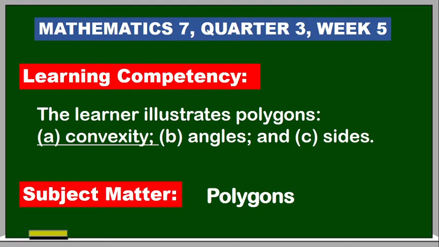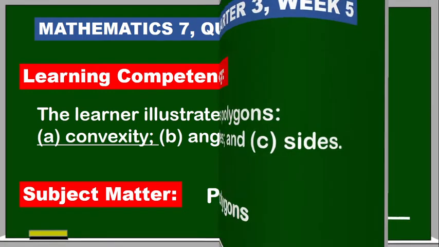Welcome to my tutorial in Mathematics 7, Quarter 3, Week number 5, and this is Part 1. With learning competency, the learner illustrates polygons: letter A, convexity, letter B, angles, and letter C, we have sides. So our subject matter is polygons.